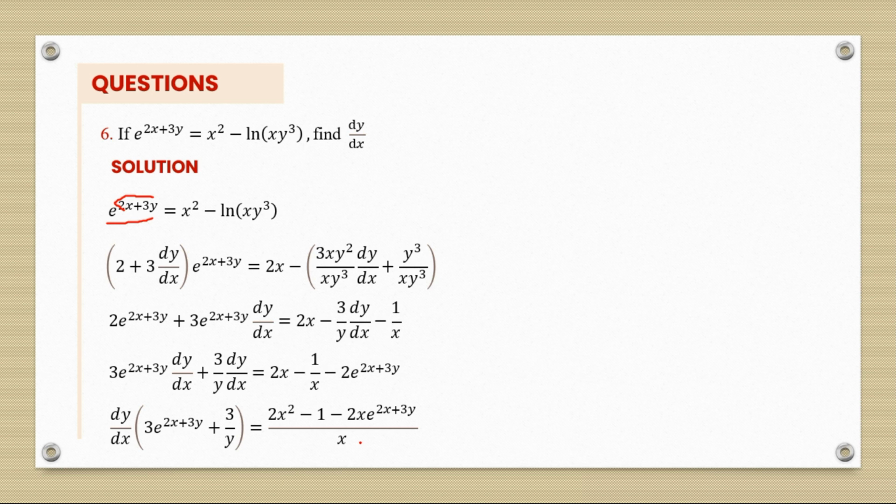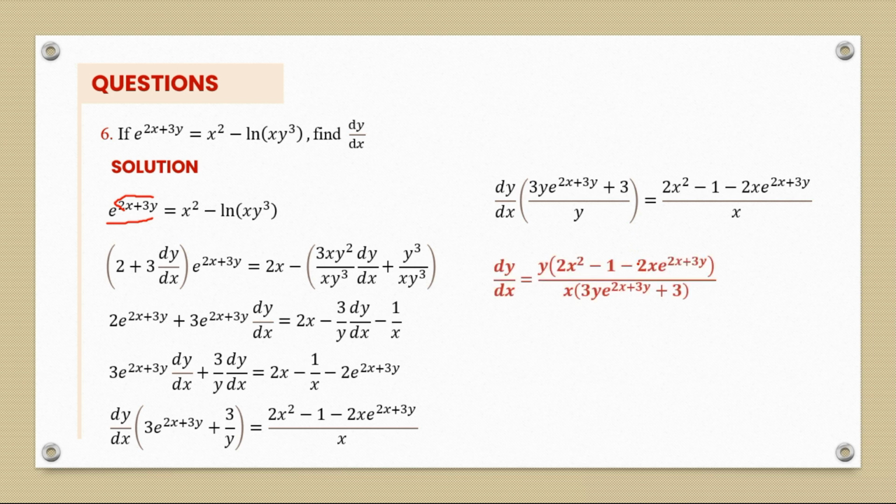So making dy dx the subject. Actually, before we do that, let's find the LCM here. So the LCM is y, and this is what we end up having. So now basically I believe we can just cross multiply. So when you cross multiply, this is what we have. So therefore dy dx shall be equal to y into bracket 2x squared minus 1 minus 2x e 2x plus 3y over x into bracket 3y e 2x plus 3y plus 3, and that is the answer they wanted.